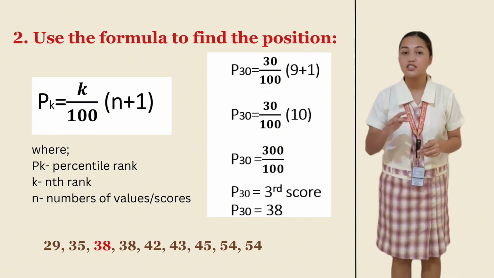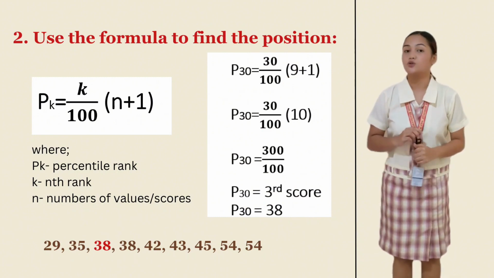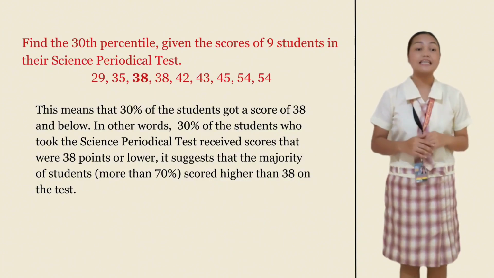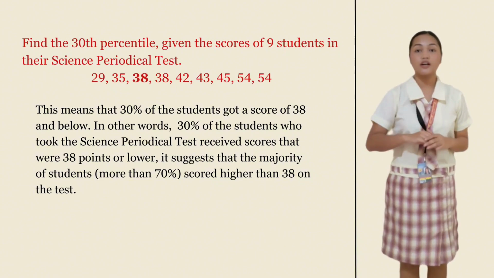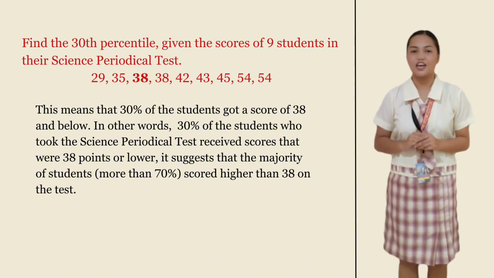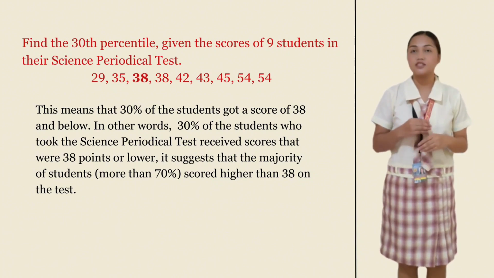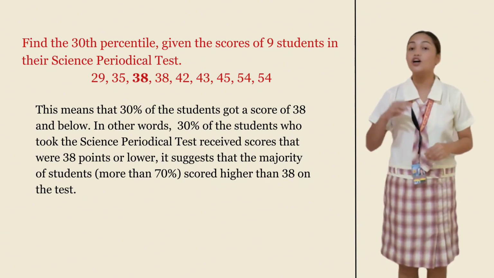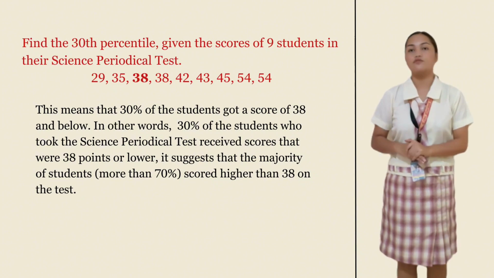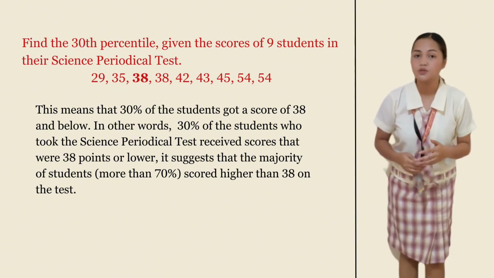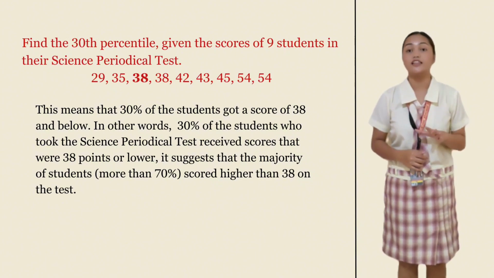Very good, since the 38 is in the third score. Therefore, the 30th percentile is in the third score, and the third score is 38. So no interpolation is needed since the 30th percentile lies only on the third score. Very good. So this means that 30% of students got a score of 38 and below.